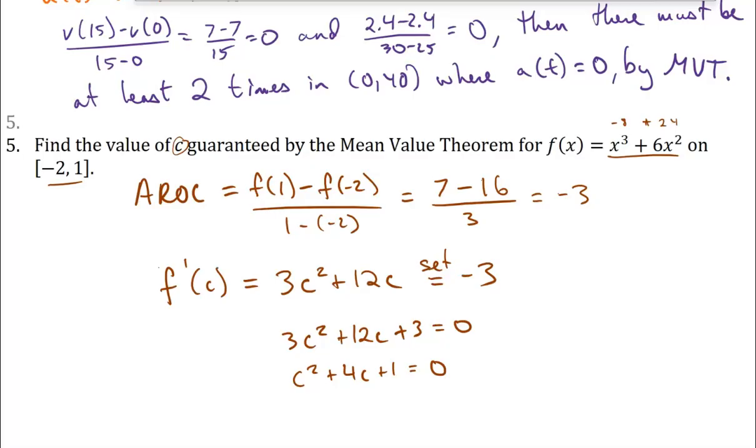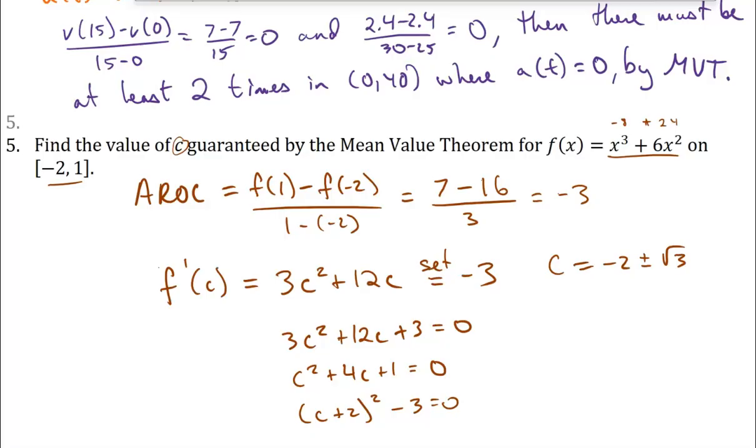And that does not factor, so you can either use the quadratic formula or completing the square. I'm going to use completing the square. So that's 4, and that'd be a minus 3. Okay, so c is equal to negative 2 plus or minus root 3. If I add the 3, take the square root, and put a plus or minus on it.